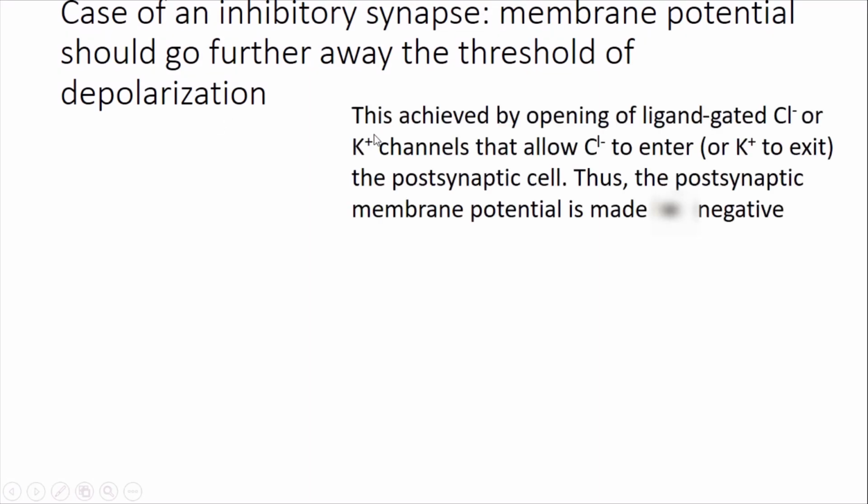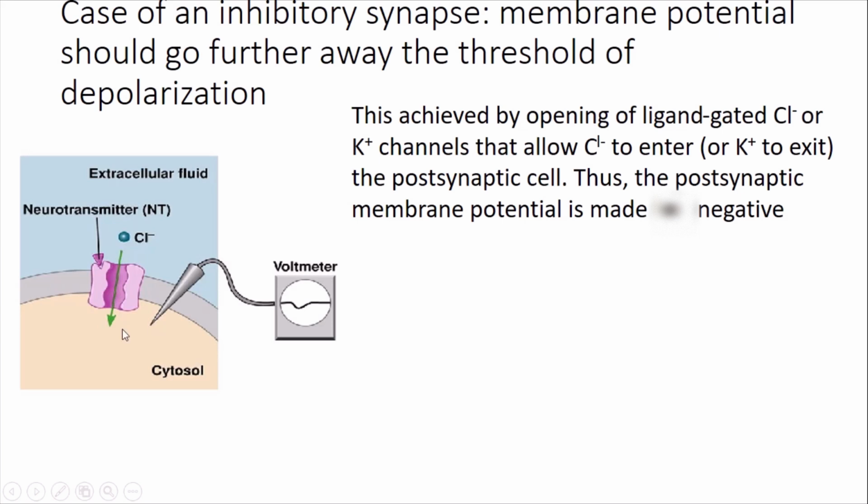So this is achieved usually by the opening of ligand-gated Cl- or K+ channels that allow Cl- to enter or K+ to exit the postsynaptic cell. Thus, the postsynaptic membrane is made more negative. So let's see how that happens. To make it more negative, we can open Cl- channels. So Cl- will enter, being more on the outside, more negative inside, making the membrane more negative. So it's going towards the negative more. This is a hyperpolarization, further away from the threshold above.